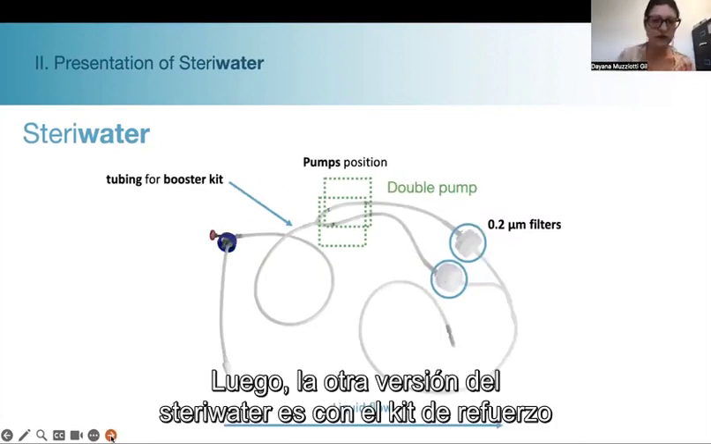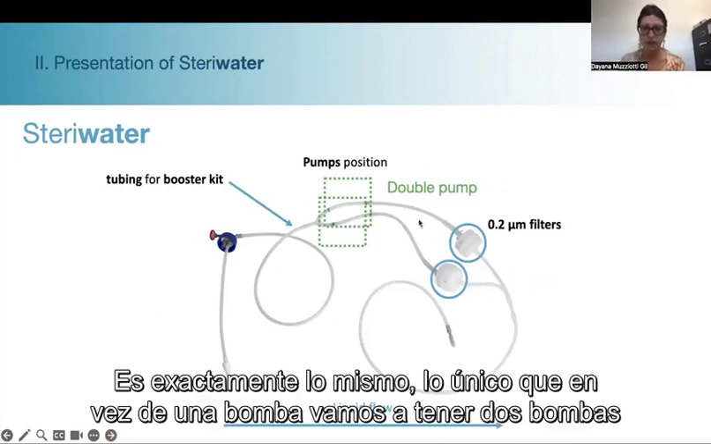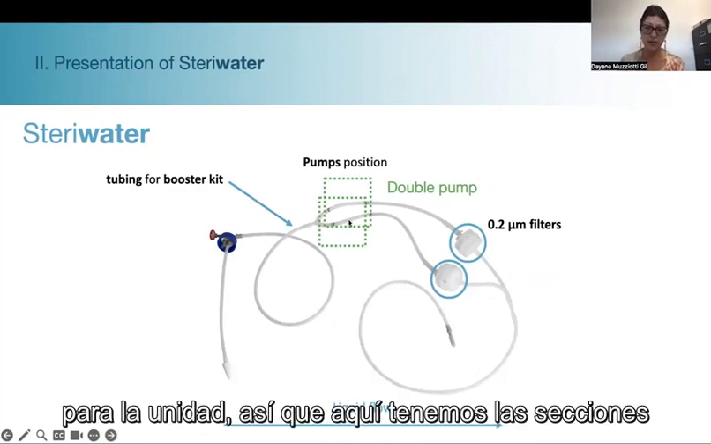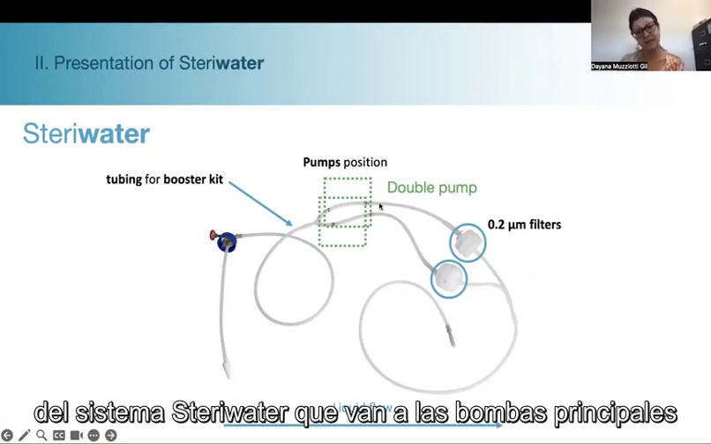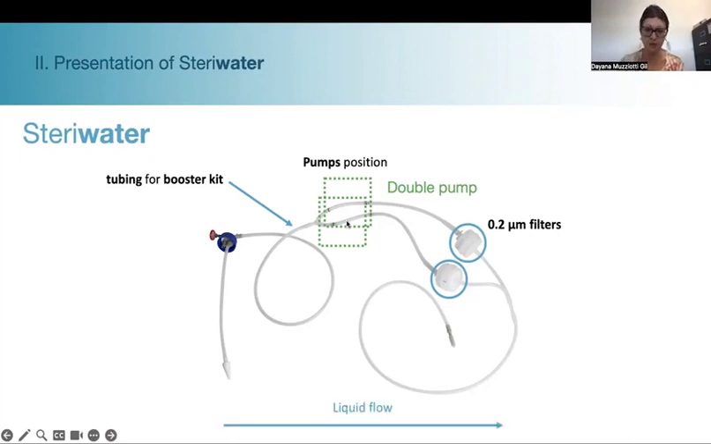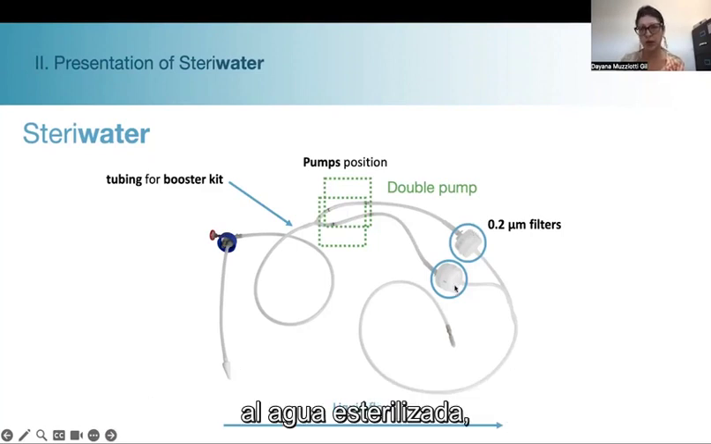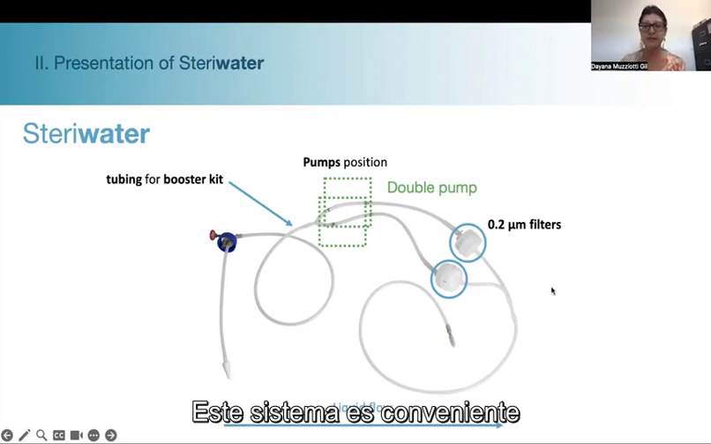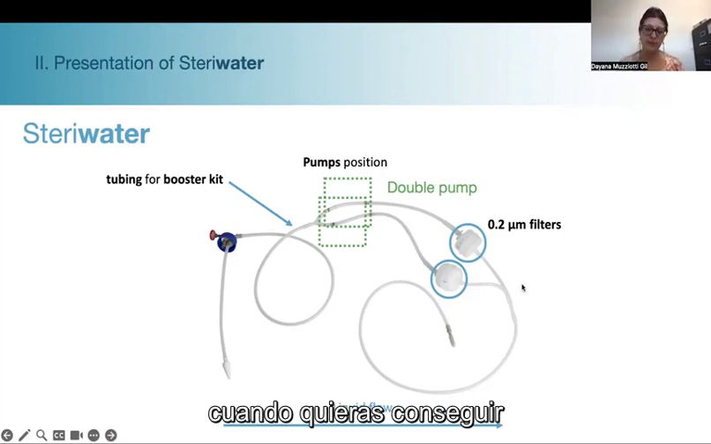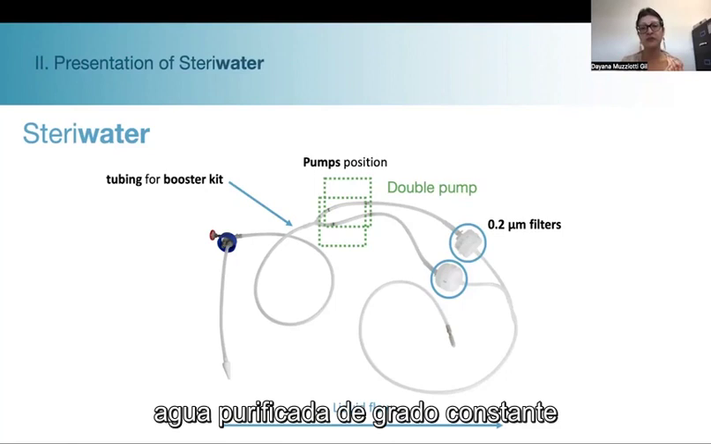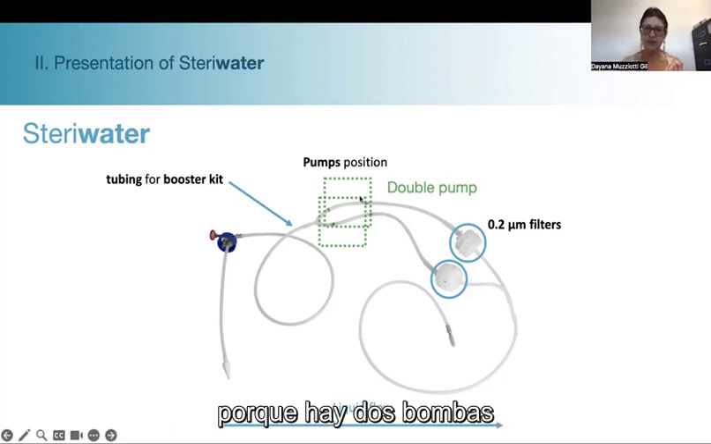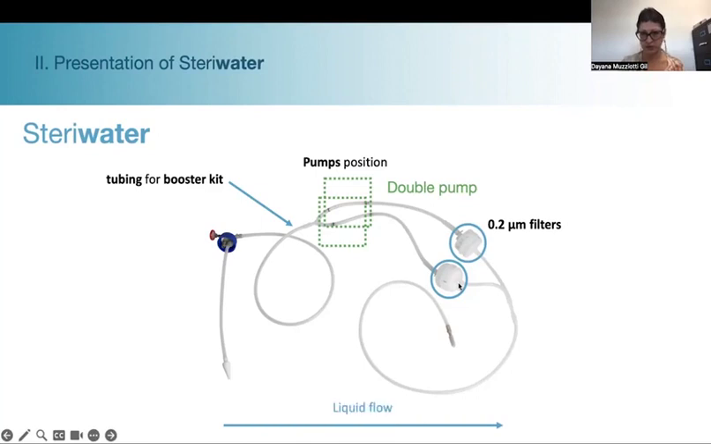Then the other version of the sterile water is with the booster kit. It's exactly the same. The only thing is that instead of one pump, we are going to have two pumps for the unit. So right here we have the sections of the sterile water system that goes into the head pumps, and therefore, since we have two pumps, we also have to have two sterile water. This system is convenient when you want to get a sterile grade purified water faster, because there are two pumps and two sterile water.